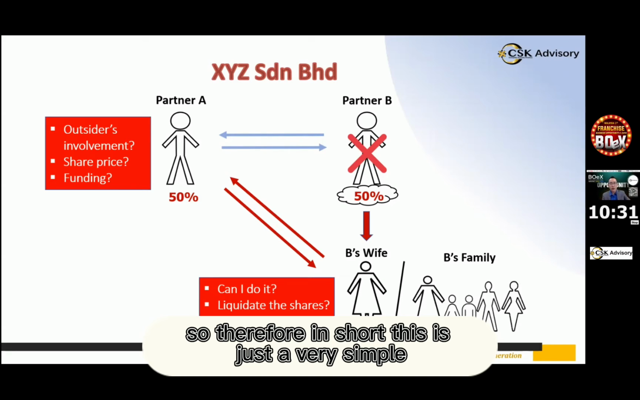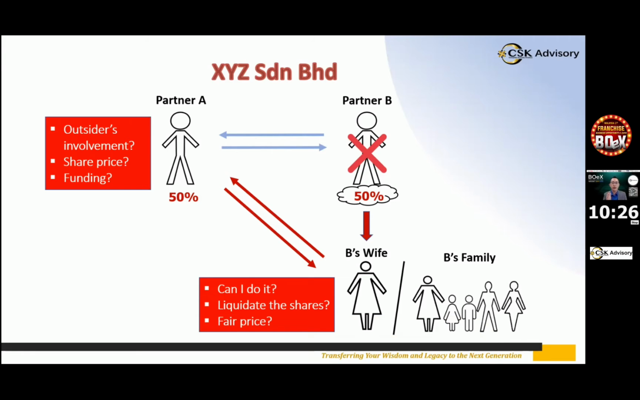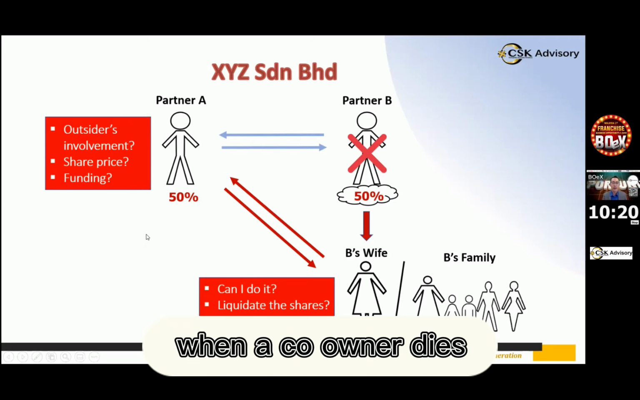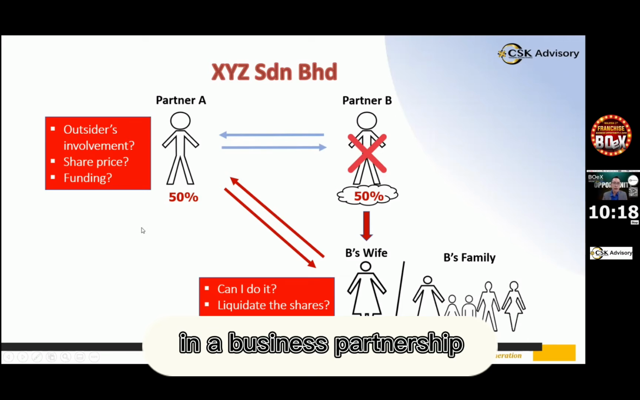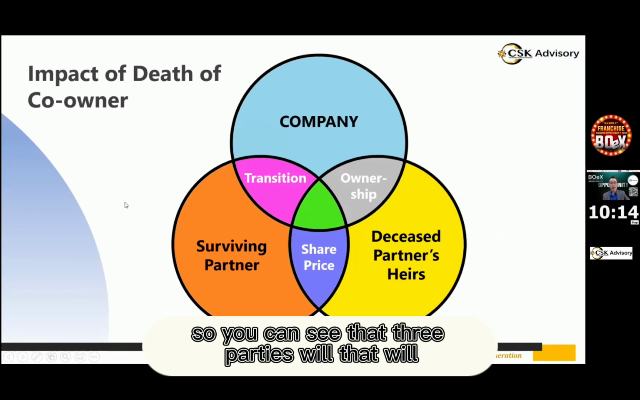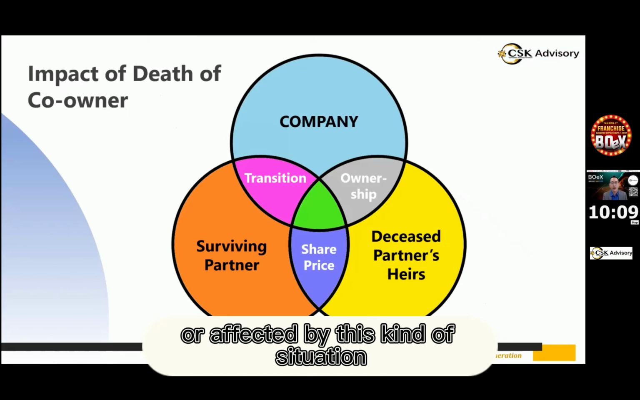So therefore, in short, this is just a very simple illustration showing that this kind of difficult, no-win situation will develop when a co-owner dies in a business partnership if there's no succession plan in place. So you can see that three parties will typically get involved or affected by this kind of situation.